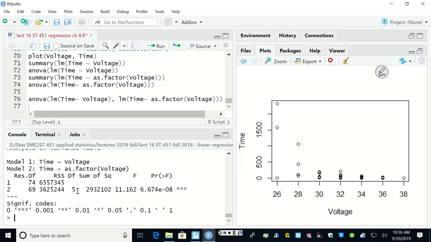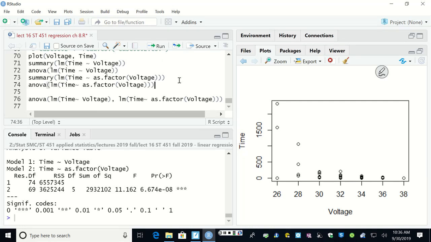So the null hypothesis would be, no, you don't need 7 separate means. You can do it with 1 regression line. That's simpler. And because we had a very small p-value, we reject that smaller option in favor of the bigger model.